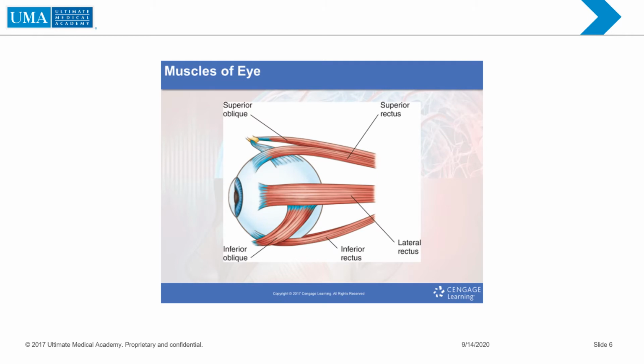Here we have the muscles of the eye. We can see we have the superior and inferior oblique muscles. We have the superior and inferior rectus muscles, and then the lateral and medial rectus muscles. You'll notice that they are arranged in 3 pairs. Now, these muscles make it possible for our eyes to move in different directions. Oblique describes an angle that is slanted but not quite perpendicular or parallel, and the term rectus means straight.